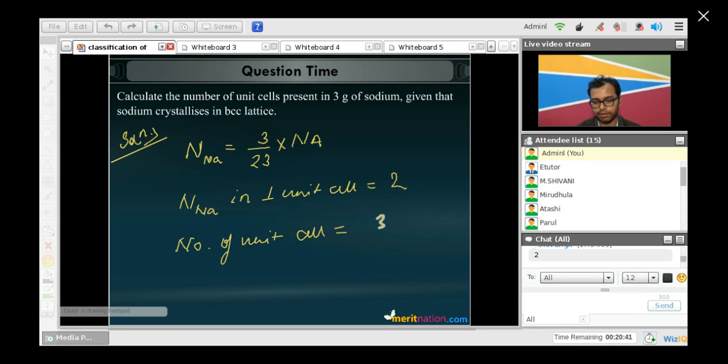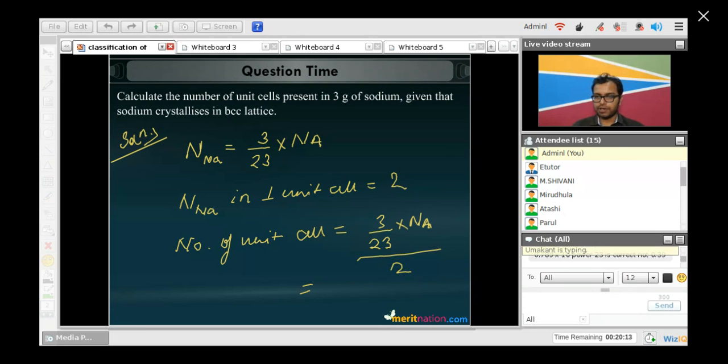This is 3 divided by 23 into Avogadro number, right? This divided by 2, right? So this will give you the number of unit cells, and this is equal to how much? You can calculate the value. So it is coming out to be how much? Whatever the value comes, can you do the calculation after this?